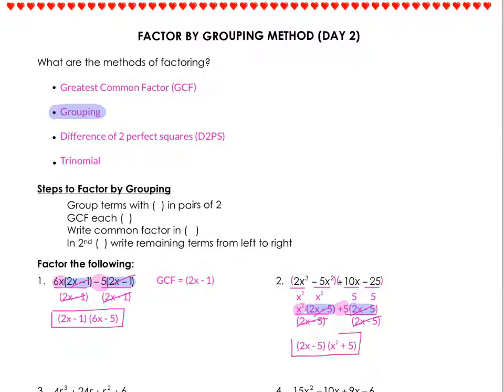I could rewrite this if I wanted to with the x squared plus 5 first and then the 2x minus 5 second just because of the degree of the polynomial, but at least for now we can just kind of get the idea of what we're doing. And that's the answer for that one.